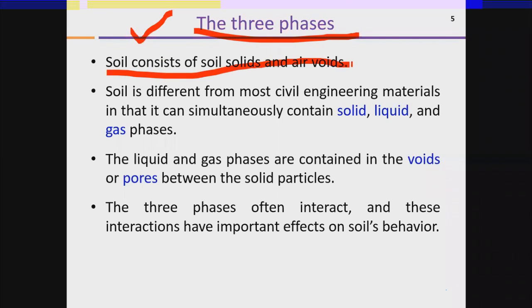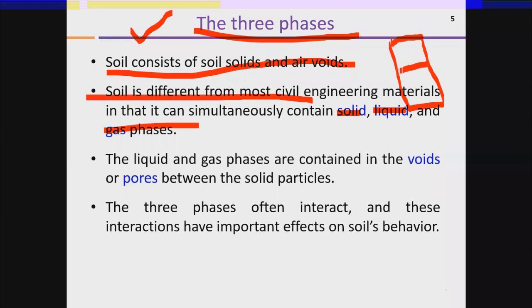So guys, the three phases of soil system. This first line is basically the summary of the soil system. The soil consists of soil solids and airways. Now, soil is different from most civil engineering materials in that it can simultaneously contain solid, liquid, and gas phases. As I have discussed, in the soil system there are particles known as soil solids, and some portion is free, which are known as airways. Now this airways space is an invitation for two things: for gases or air, and for water.